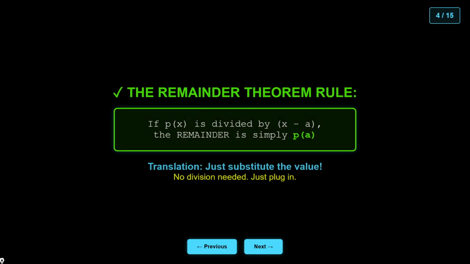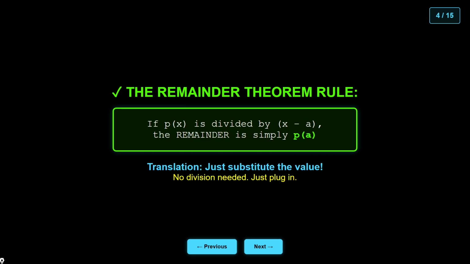Let me introduce to you the remainder theorem. The rule is incredibly simple. If you divide a polynomial p of x by x minus a, the remainder is simply p of a. That's it. Just plug in the value and calculate. It's a 30-second process. It's not a 5-minute process.